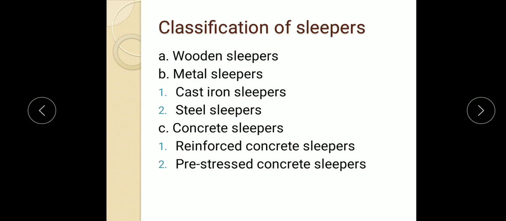Coming to the next point, that is classification of sleepers. A variety of sleepers are available in the market. First type is the wooden sleeper. Wooden sleepers are subjected to decay, therefore not in use. The second type is the metal sleepers. Metal sleepers may be of cast iron type or steel sleepers. And the third important type is concrete sleepers. Concrete sleepers may be reinforced concrete sleepers or pre-stressed concrete sleepers.